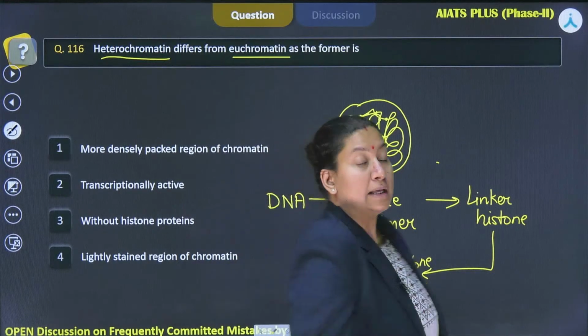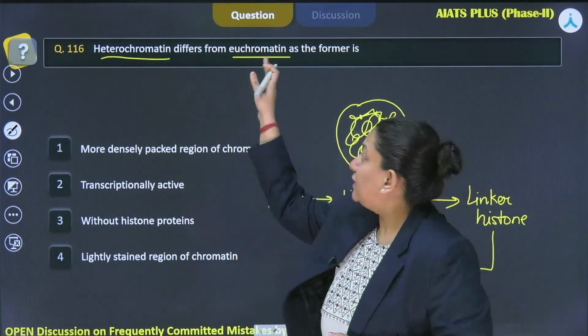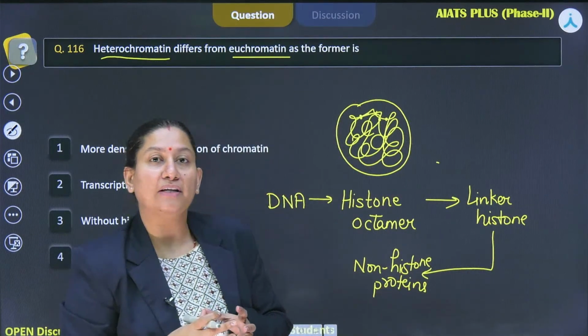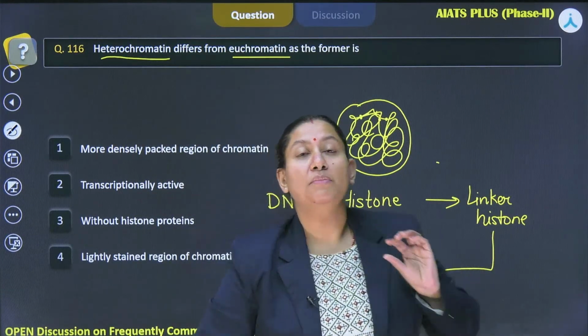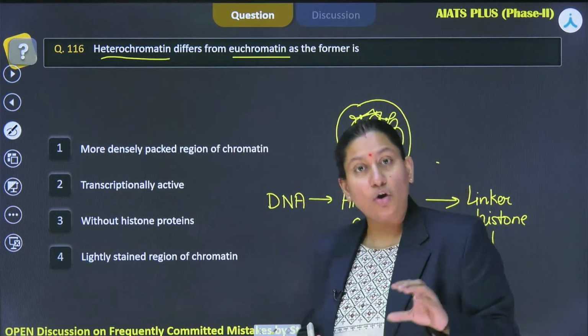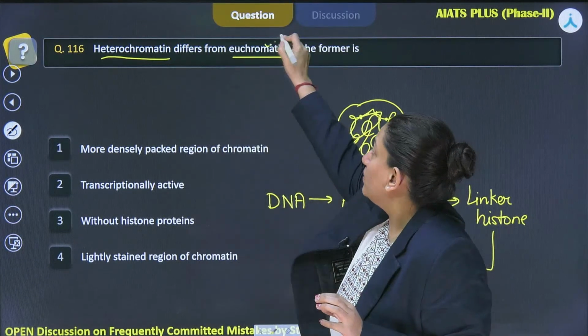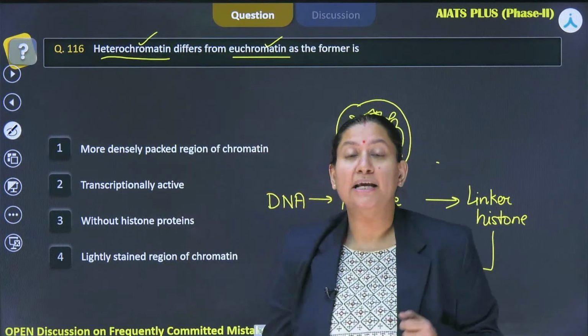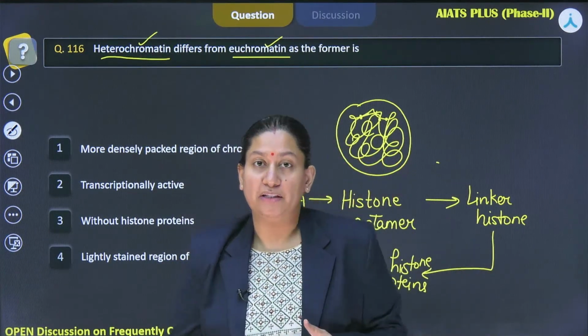Now, the difference between these two lies in this packaging only. So when you have condensation to a minimal extent, right, lesser condensation, then it will be euchromatin. When it will be more, it will be heterochromatin, right? So this is how we differentiate between the two.